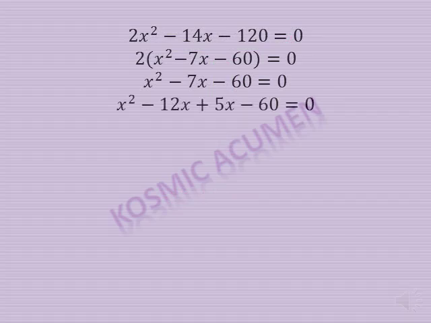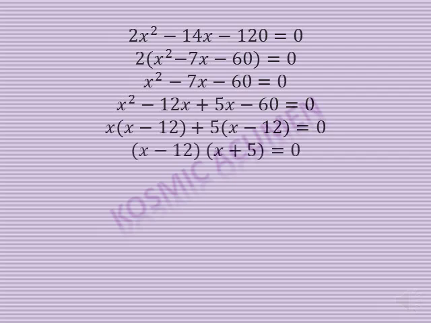Further we see that x is common in the first two terms, and we'll take that common and we'll be left with x − 12. In the next two terms, 5 is common and we'll be left with x − 12 inside the brackets. Taking these two terms together, we see that x − 12 is common to both and inside the brackets we'll be left with x + 5.